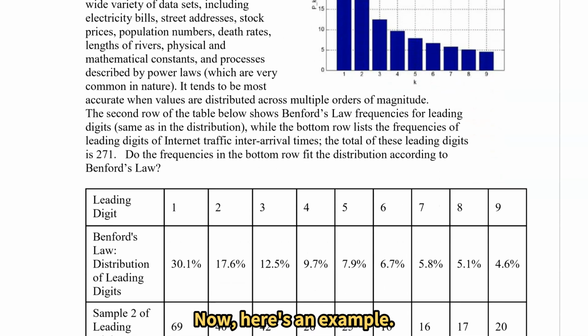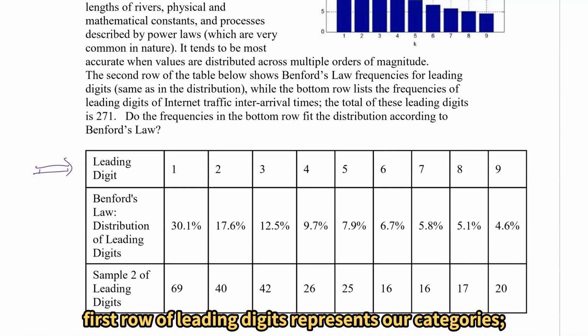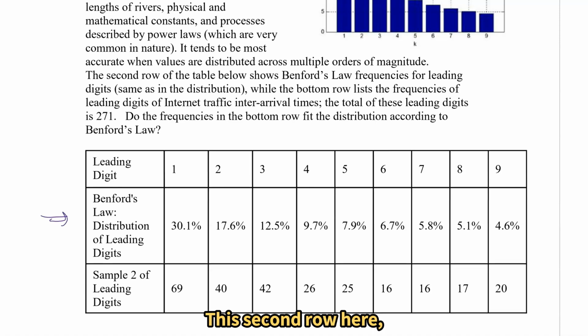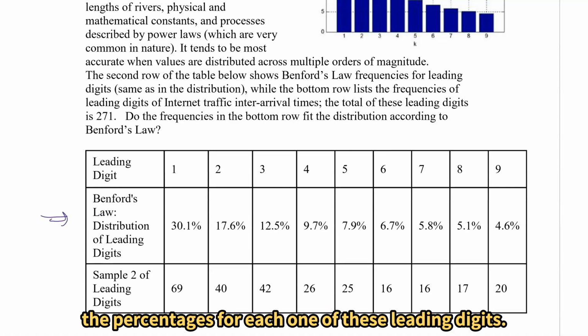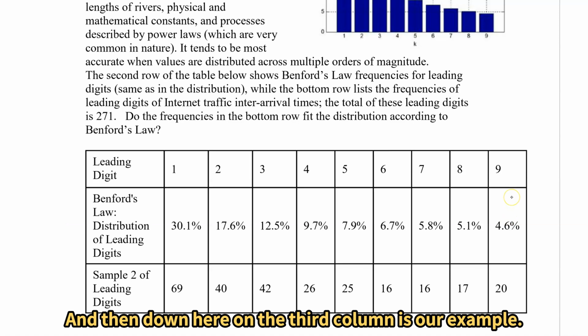Now, here's an example. In this table, this first row of leading digits represents our categories. So 1, 2, 3, up through 9 as our leading digit. This second row here is Benford's law, the percentages for each of these leading digits. So 1 represents 30.1% of the time, 2 shows up about 17.6% of the time, all the way down to 9 at 4.6%. And then down here on the third row is our example.